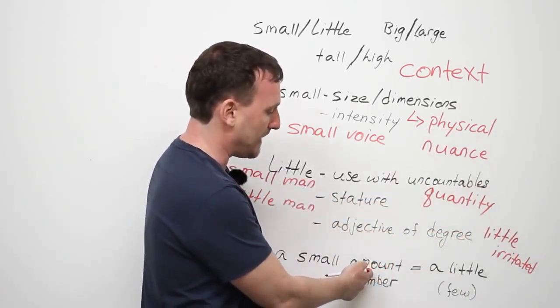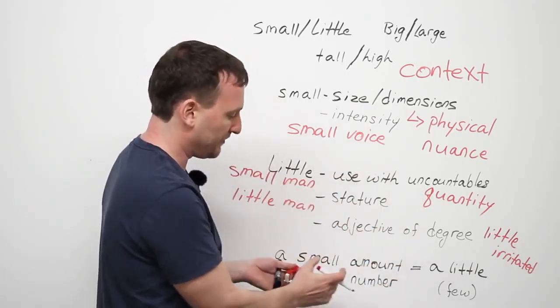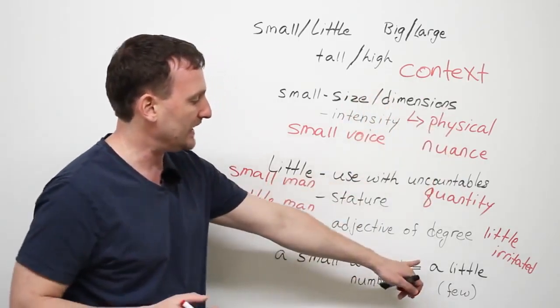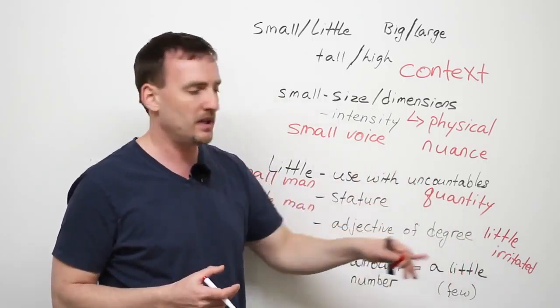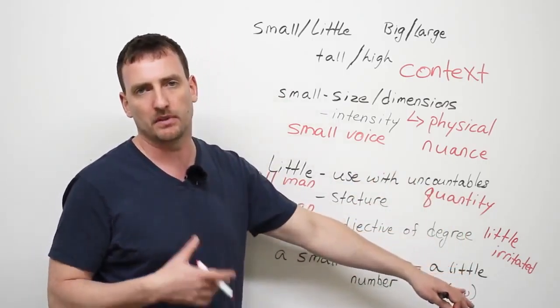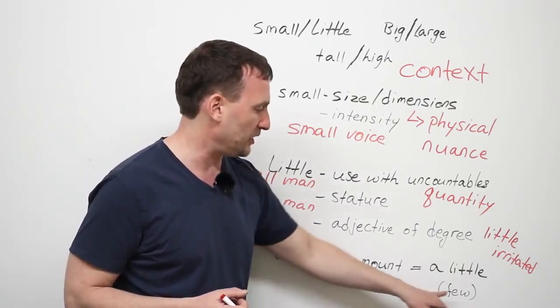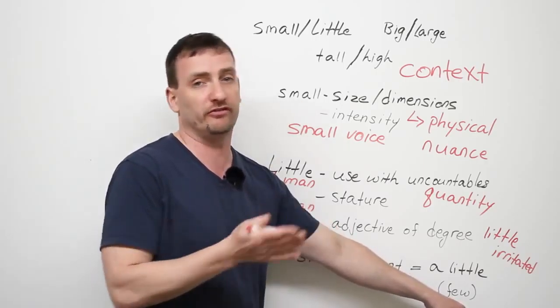Again, you usually use amount with uncountables, you'll use number with countables, but for both you can use a small amount, a small number of. But you would say a little with the uncountables. I have a little time, I have a small amount of time to give you. I have a small number of friends. But here you won't use little, you will use few for the countables. I have a few friends.